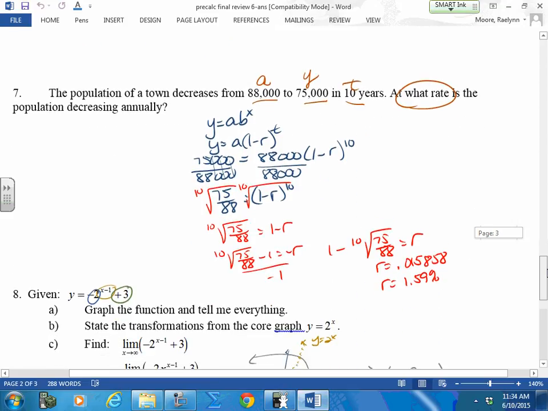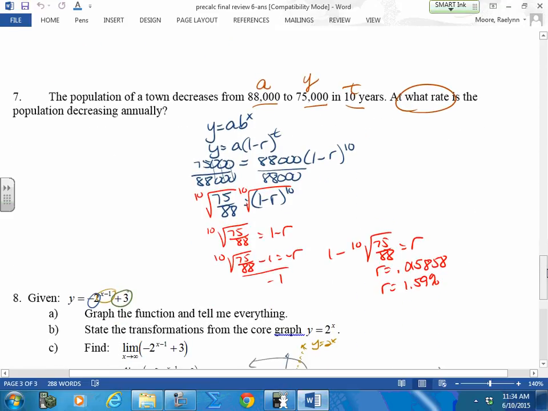Here's a population of a town that decreases. They wanted to know the rate. Now the rate is very small. Remember, a rate is like a little decimal. So start out with your formula. You have an exponent there. We just don't have what's inside of it. Don't raise this to the 10th power. Only this gets raised to the 10th power.